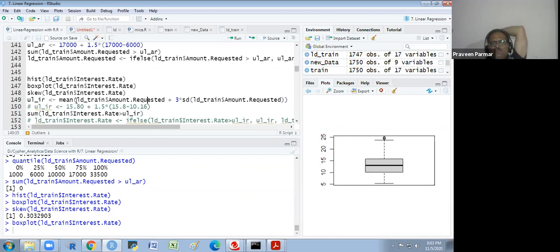So I use this formula: mean of this plus 3 into standard deviation of this. Amount requested? Oh, I am using the amount requested. No, we are using the interest rate. Sorry.